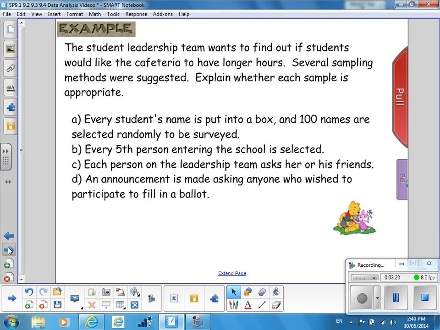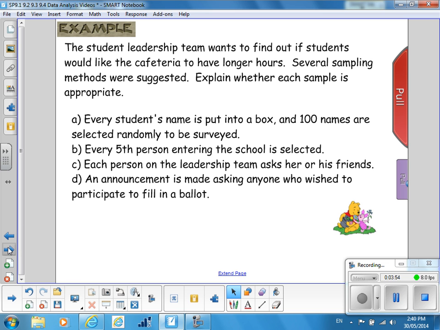So, the student leadership team wants to find out if students would like the cafeteria to have longer hours. Several sampling methods were suggested. Explain whether each sample is appropriate. So every student's name is put into a box and 100 names are selected randomly to be surveyed. It's not a bad way of doing it. Everyone has an equal chance of being selected and therefore it might work.